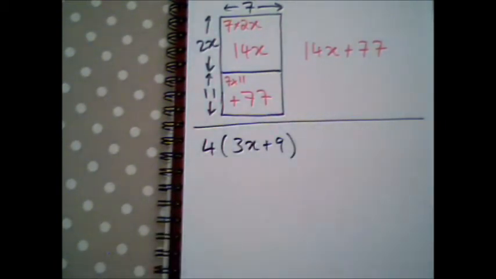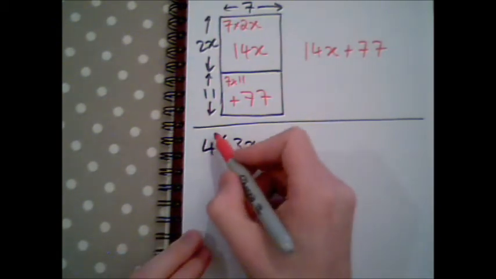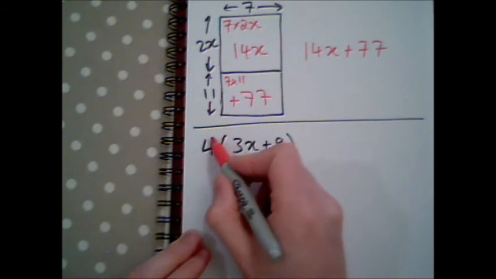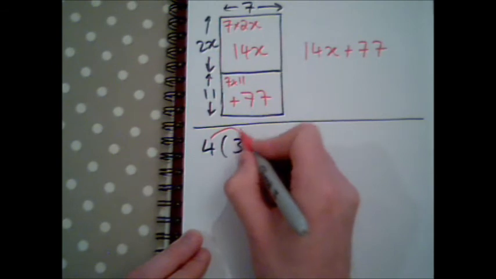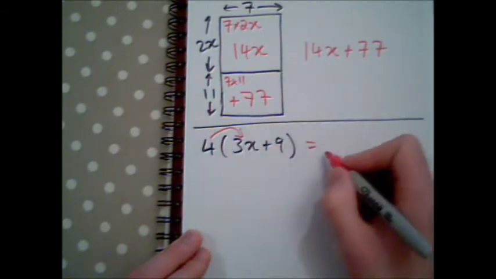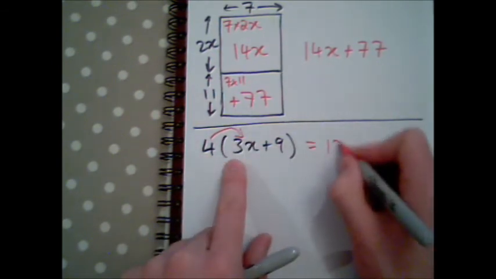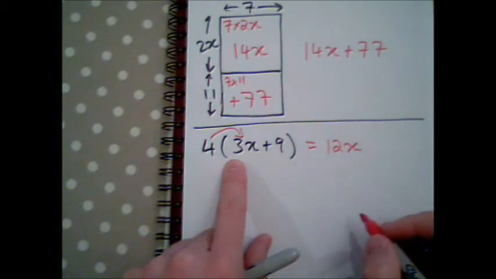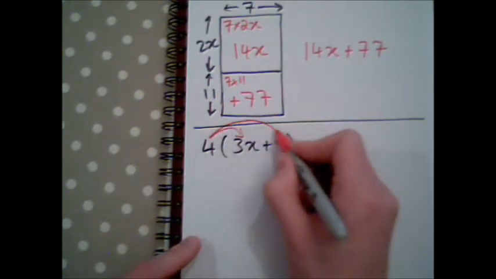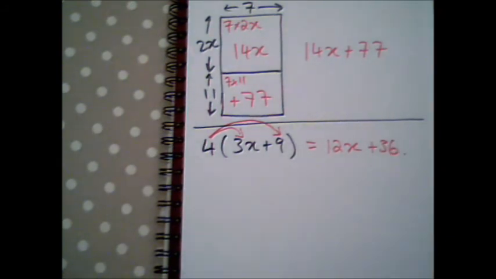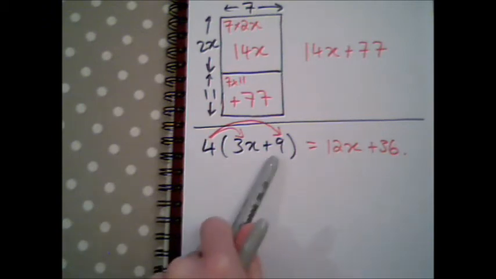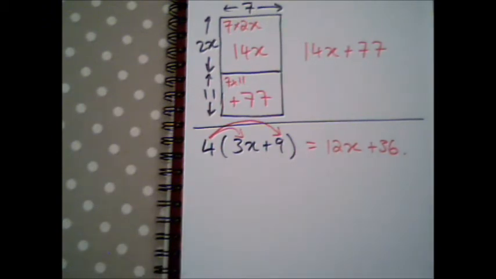You might say, well, if I was drawing a diagram, if you're not sure, draw out the diagram. But you might at this stage spot, I'd have 4 on the top, and the first bit down the side here will be a 3x. So the first area I get will be 4 times 3x. 4 3s are 12, so that's 12x. The next area I get will be 4 times 9, so that's plus 36, and you'll be absolutely correct. So the answer, 4 times 3x plus 9 is 12x plus 36.